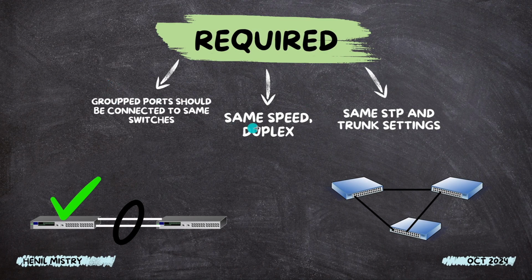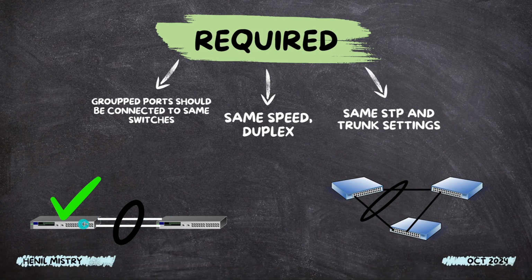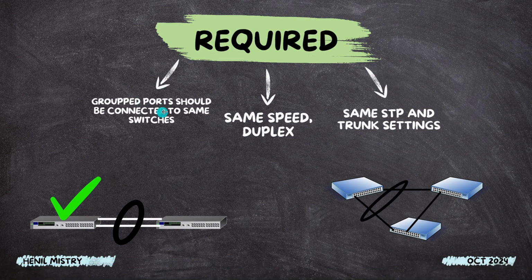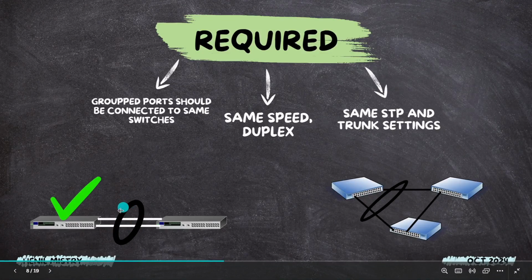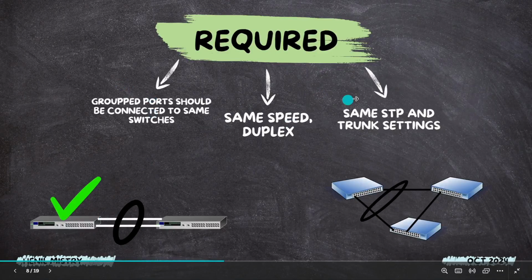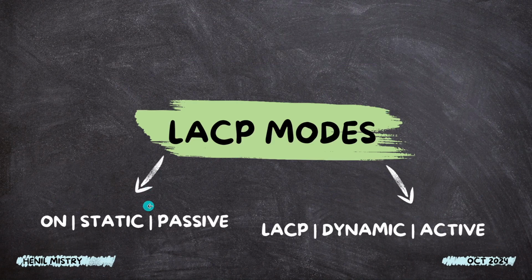Remember these three conditions. First, we cannot group two ports that are going from one switch to another switch unless there is one to one mapping; only then will the port channel be configured. This was the first condition. Second, whatever ports we are grouping into one channel should have the same speed and duplex, and then the same configuration on both ports. So these were the requirements, and we have also seen about the LACP modes.